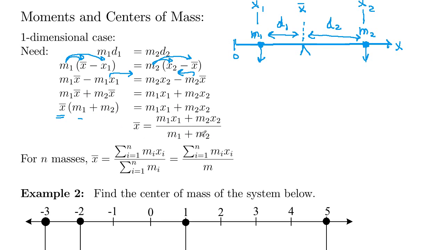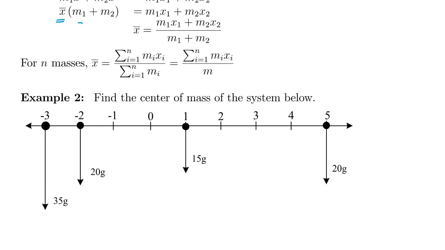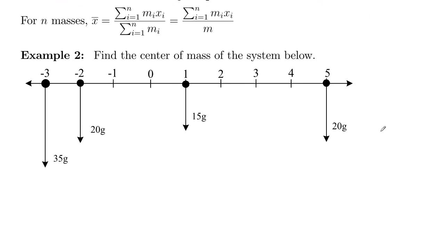m1 plus m2. So we can generalize, this is our equation for the fulcrum, the balance point, the x-coordinate of the fulcrum. This is just for 2 masses, but we can generalize that for n masses. You sum up the mass times the coordinate at which that mass is situated, and then divide by the sum of the masses, which is the total mass in the system. And that'll give our coordinate of the balance point. So let's go ahead and put this to work.